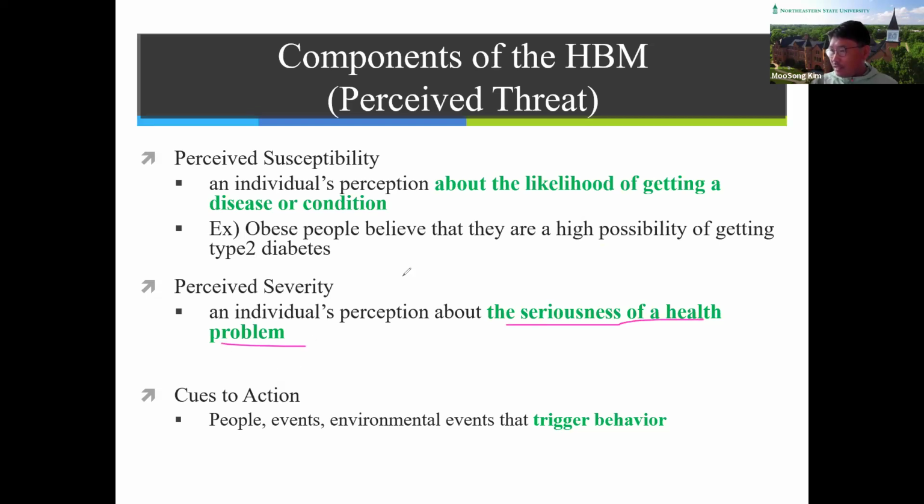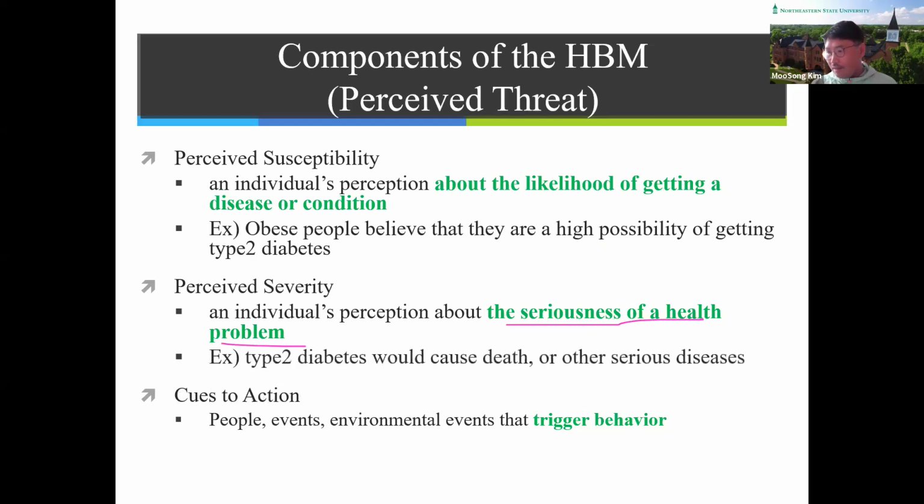So from this example, if that person gets type 2 diabetes, they probably believe it causes more serious consequences, like death or a chronic condition or something like that. So that kind of thing is perceived severity. Type 2 diabetes would cause death or other serious disease, right?